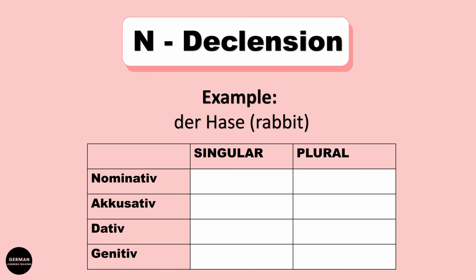Our first noun is Hase, der Hase, which means rabbit. So the nominative of it is der Hase. The accusative is den Hasen. So here we add an extra N. Dative is dem Hasen and genitive is des Hasen. It's not des Hases, it's des Hasen because of the N-Declension. So as you can see, all of the cases, except for the nominative case, do get the ending N.